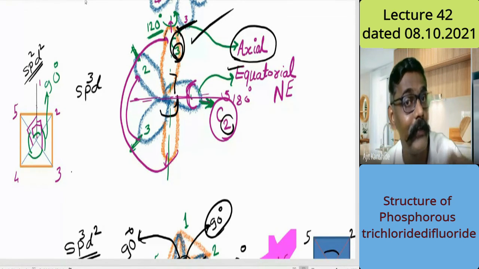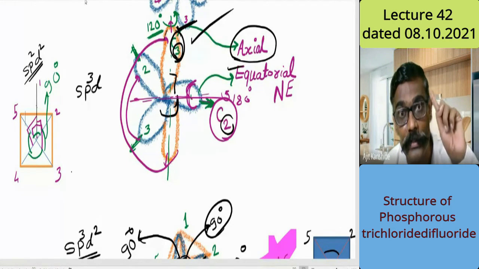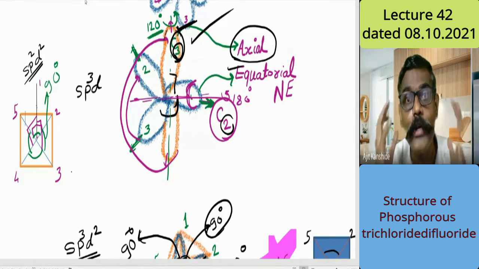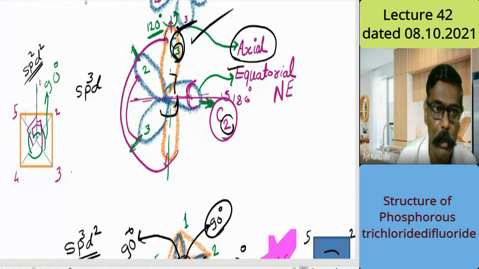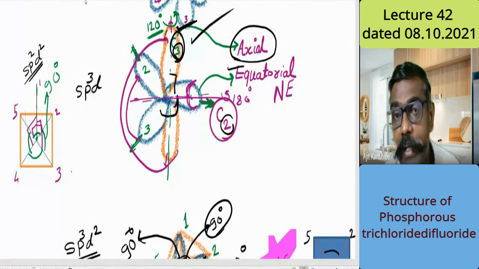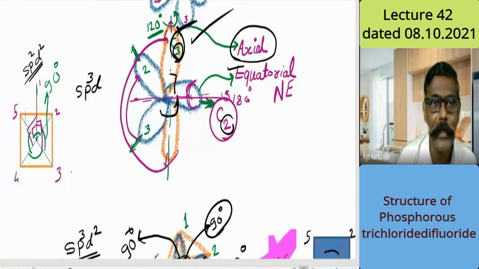For that, I had taken this example. It was applicable for others also, but I did not want to confuse you there. You have to consider, along with that, the surroundings. Means this position number 1 is experiencing how many 90 degree repulsions? Because when we consider the orbital, we are considering the lobe in the upside direction.